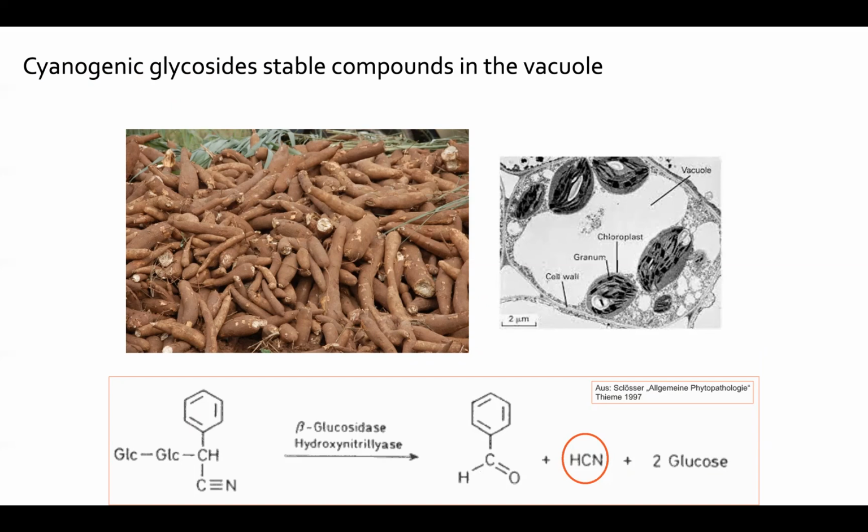So an interesting example of this in humans is with bitter cassava root, which is the major source of carbohydrates in South America, and actually the third largest source of carbs in the tropics after rice and maize.